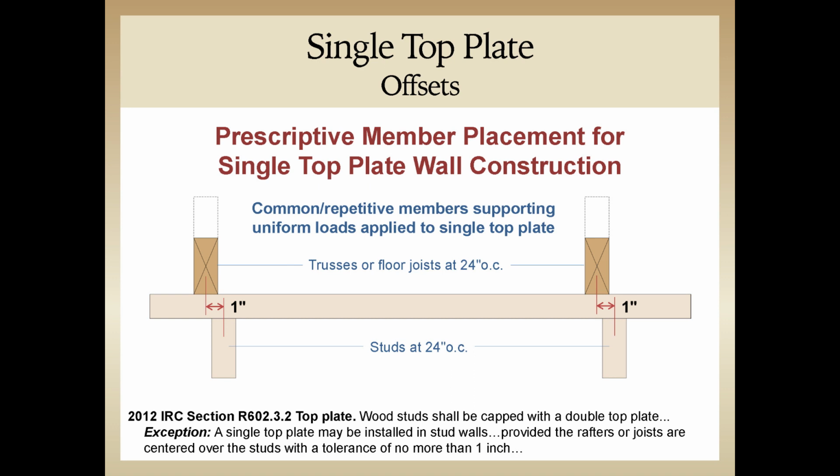The second challenge with going to a single top plate is the need for alignment and the IRC offset allowances. As mentioned, this requires inline framing so that the loads stack. However, there is a small amount of offset allowed with single top plates as shown here. The members above the top plate need to have no more than a 1-inch center-to-center offset from the studs below.